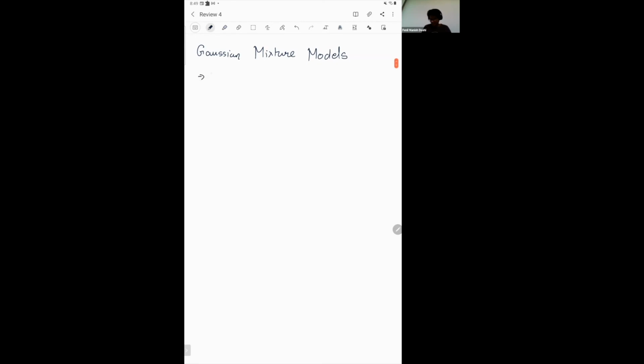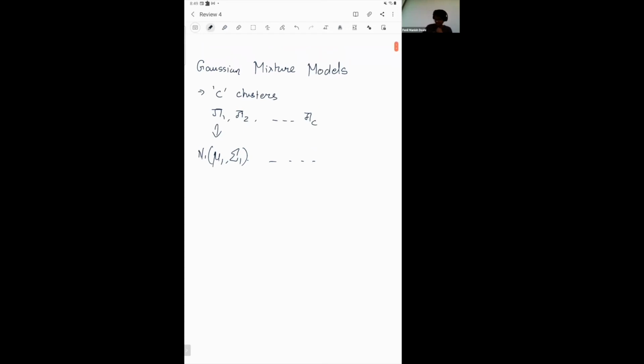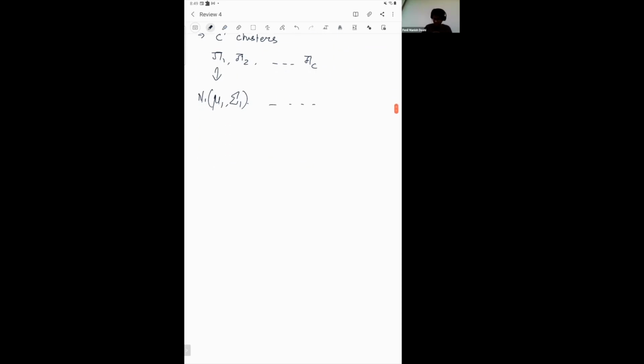We have C different clusters. And when I say C clusters, we have pi 1 to pi C. These are the variables associated with telling the probability of which cluster a point came from. And with each cluster, we have a Gaussian associated. So we are interested in these quantities, and let's formally define what each of these is.